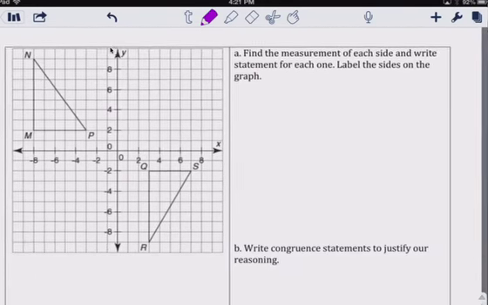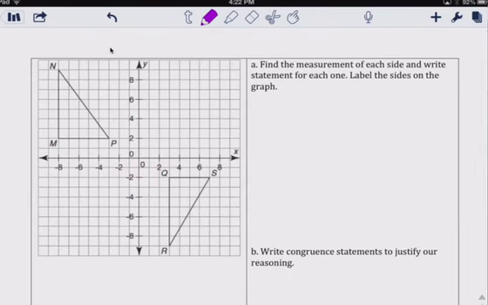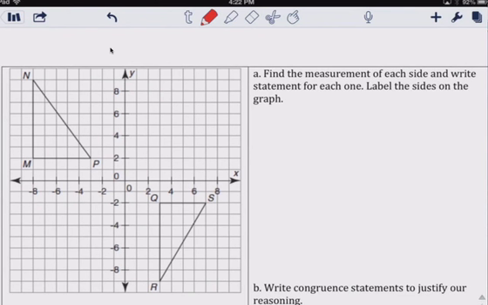Alright, next page. Find the measurement of each side and, same thing, label the graph. Alright, going to do this faster, please. So line segment MP is equal to 1, 2, 3, 4, 5. It should equal QS, which is, does it equal 1, 2, 3, 4? No, it does not equal. No, not congruent.